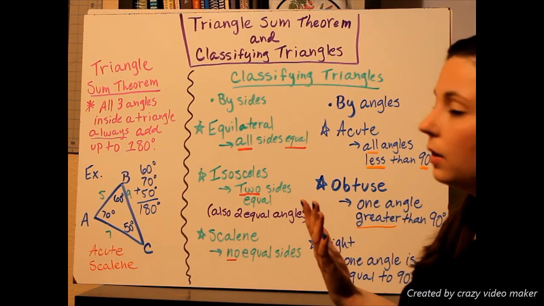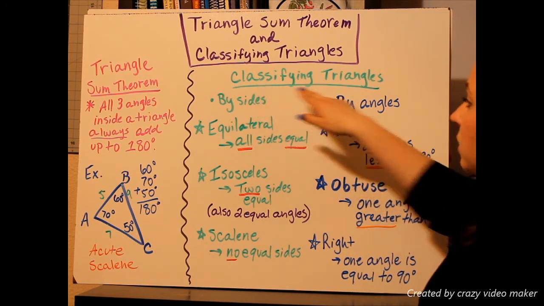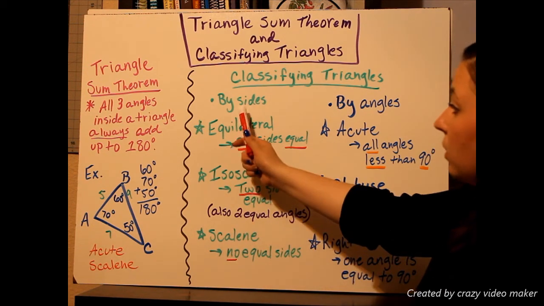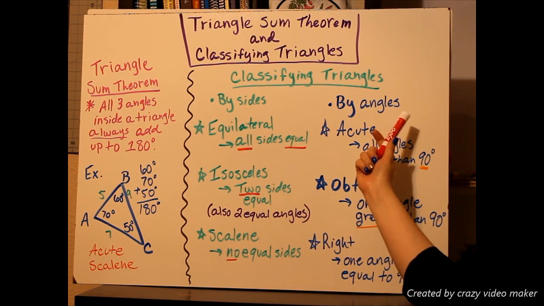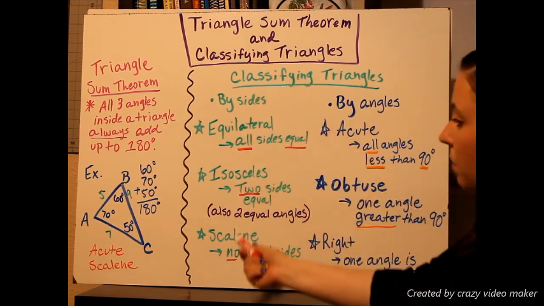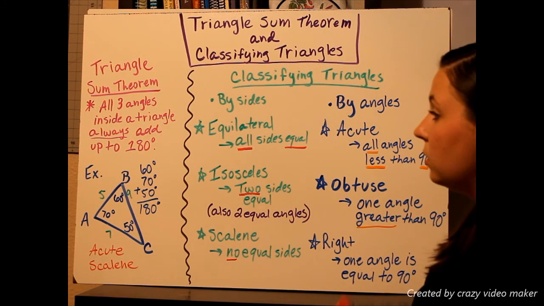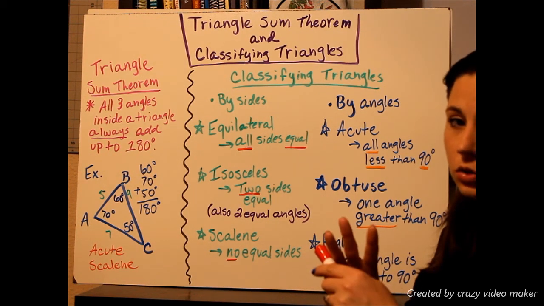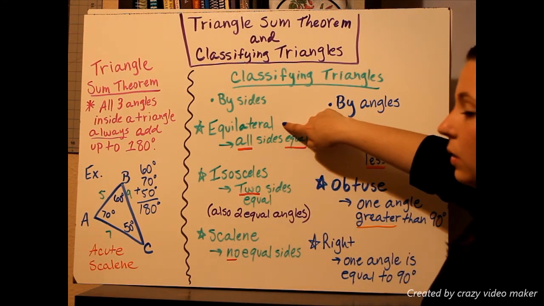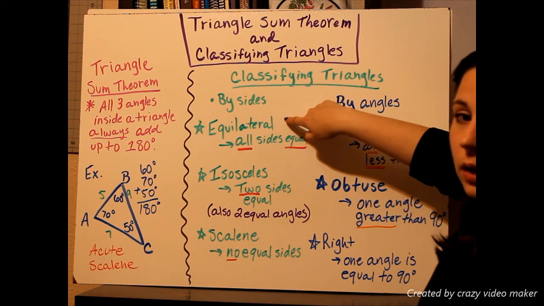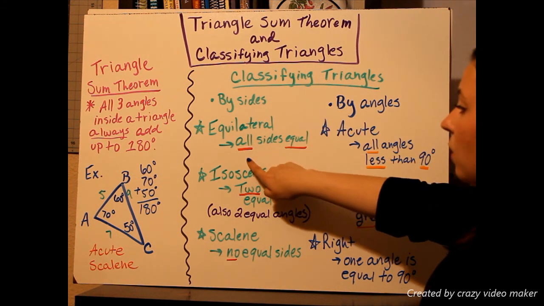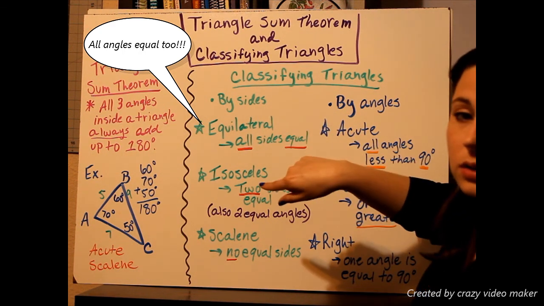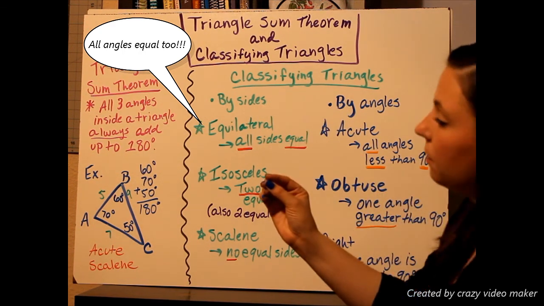Now the next part of what we're going to be talking about is classifying triangles. And there's two ways you can classify. You can classify it by their sides or by the angles. I'm going to start with by the sides first. Classifying triangles by their sides, there's three words that describe this. First one is going to be equilateral. And equilateral triangles have all sides that are equal. So all three sides of your triangle are going to be the same length.